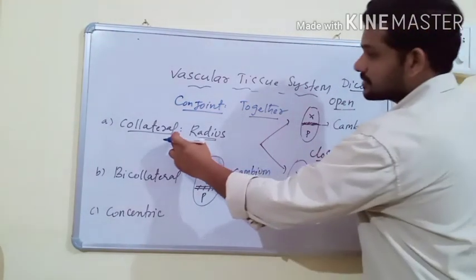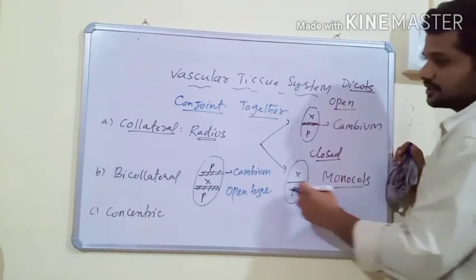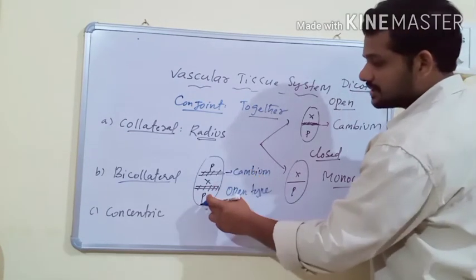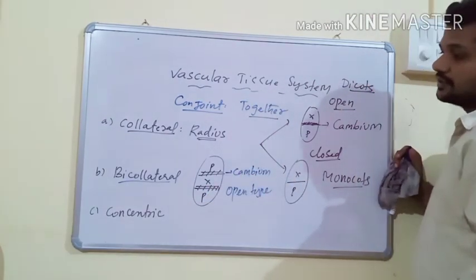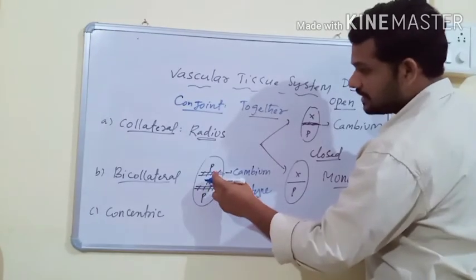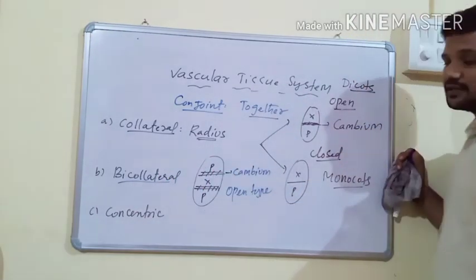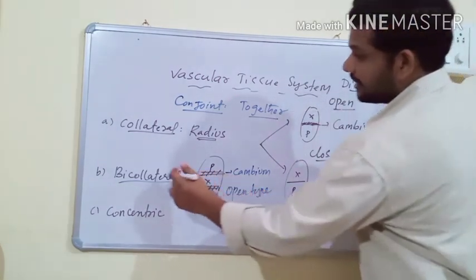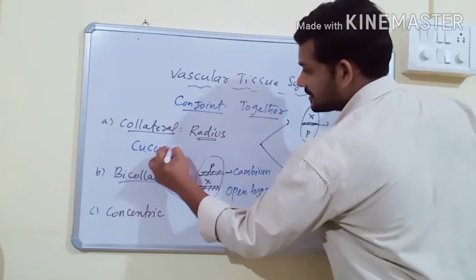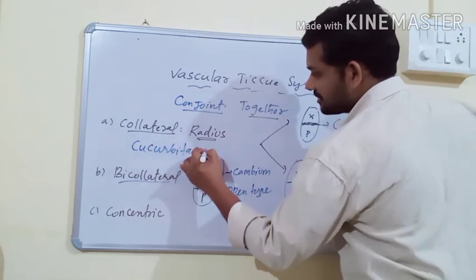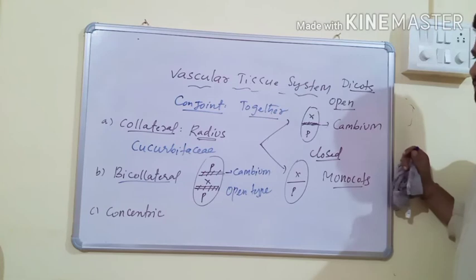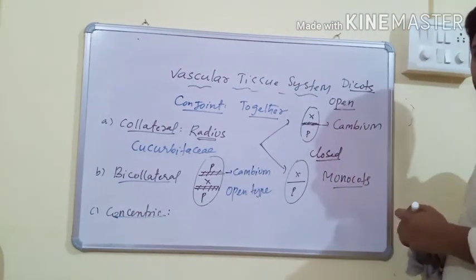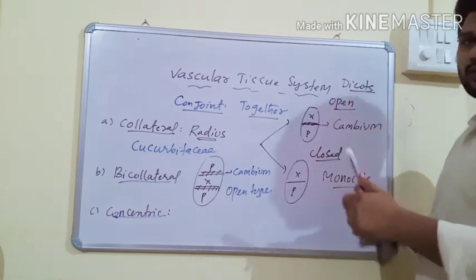So collateral vascular bundles are sometimes open, sometimes closed. But bicollateral vascular bundles are always open type because cambium is present on both sides of xylem. If phloem is present on both sides of xylem, then they are called bicollateral vascular bundles. And bicollateral vascular bundles are the characteristic feature of the Cucurbitaceae family. Next, concentric. Concentric means xylem and phloem bundles are concentrically arranged, one surrounding the other.